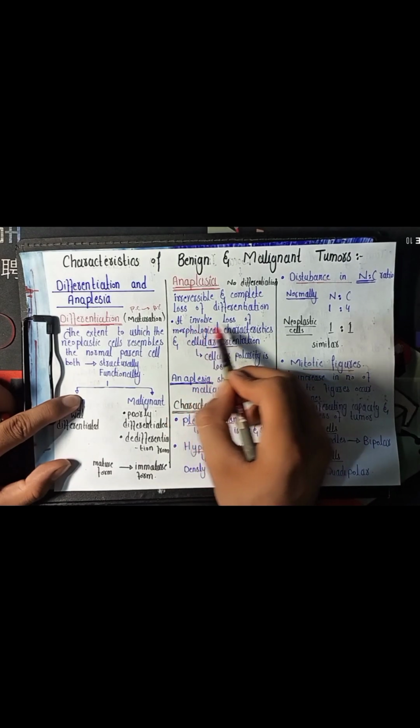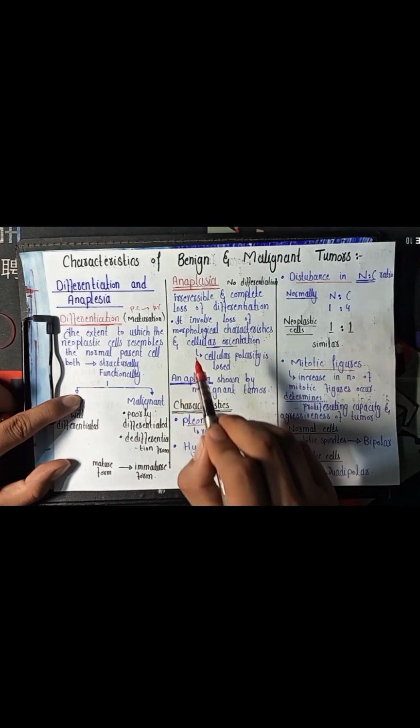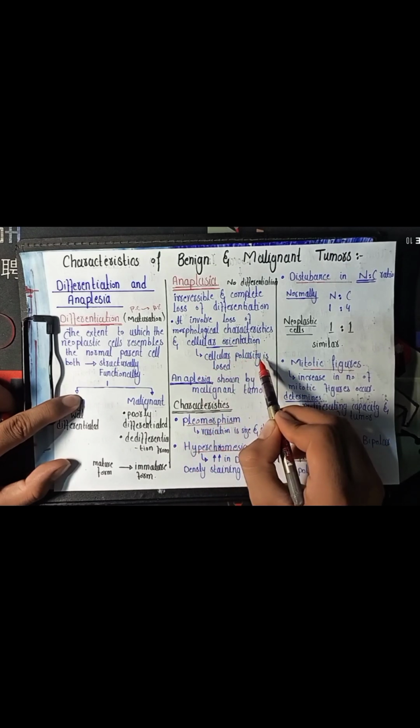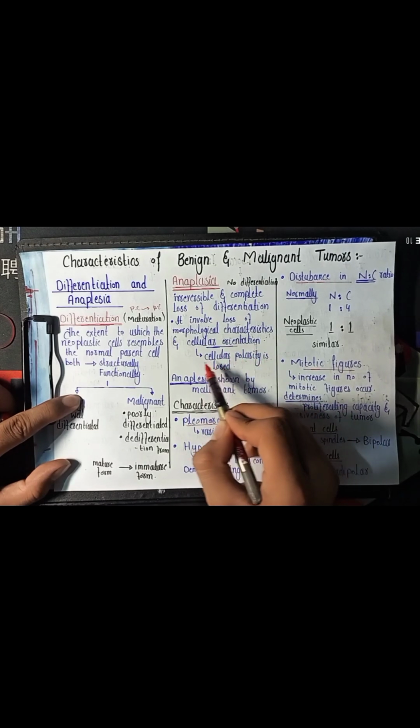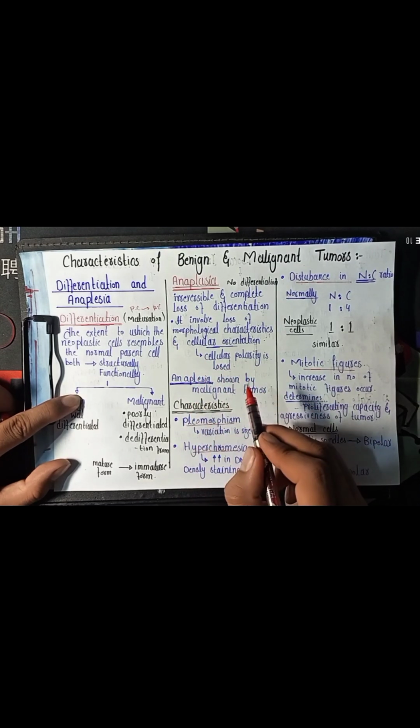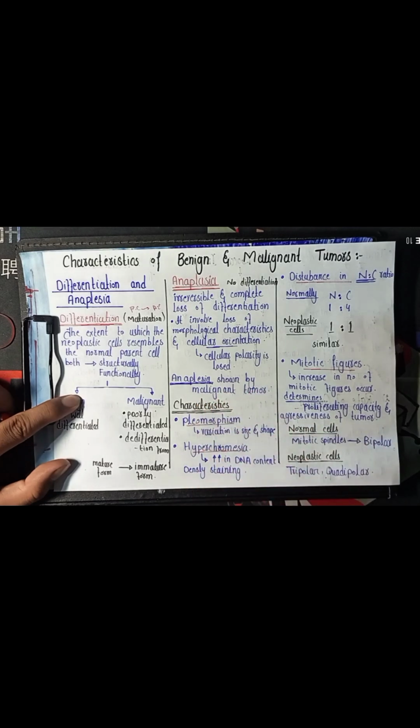And similarly, it involves the loss of morphological characteristics and cellular orientation. It means that the polarity of the cell is lost. And in anaplasia there will be no differentiation of the apical, basal, and lateral surfaces of the cell, and anaplastic growth is commonly shown by malignant tumors.